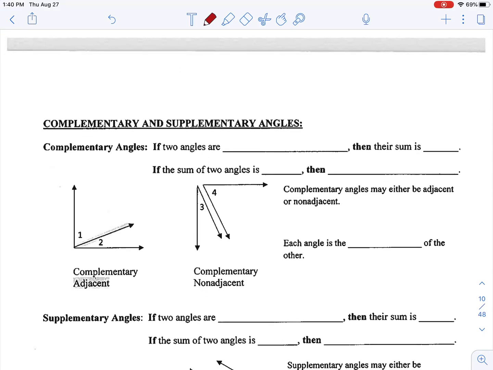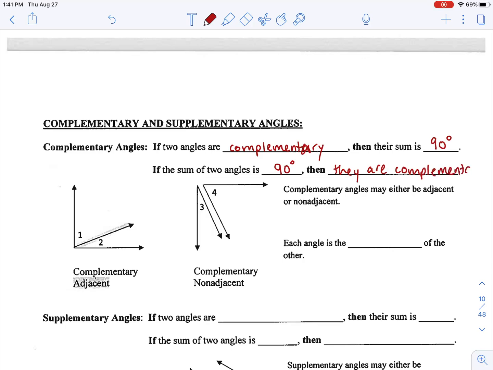Complementary angles are two angles that add up to 90 degrees. So if two angles are complementary, then their sum is 90 degrees. If the sum of two angles is 90 degrees, then our conclusion is that they are complementary. This is what we call the converse of the initial statement. You'll notice that it switches the if and the then.